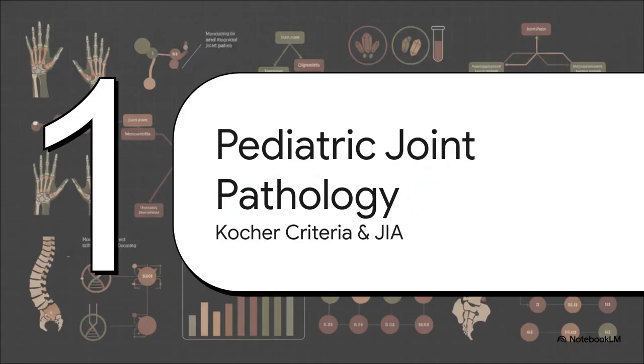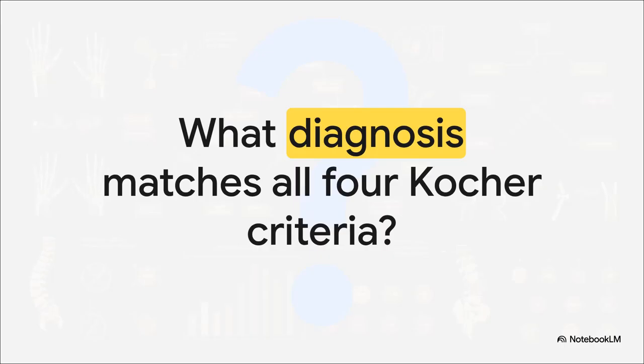All right, Section 4, Pediatric Joint Pathology. Let's take this exact same algorithmic logic and apply it to kids. Time for another quick scenario. Imagine a child is brought into the ED. They absolutely cannot bear weight. They have a fever, their white count is north of 12,000, and their ESR is over 40. Looking at the Kocher criteria, what is highly likely going on here?